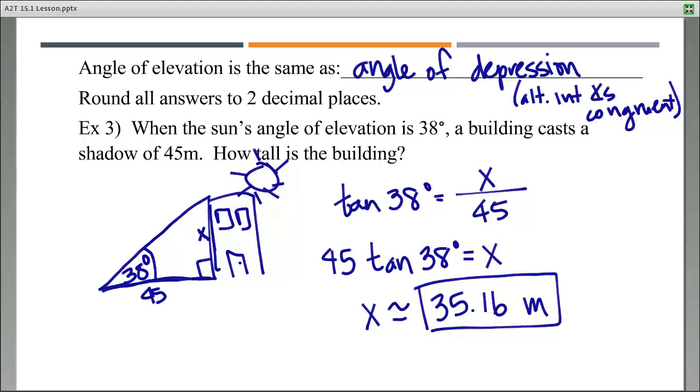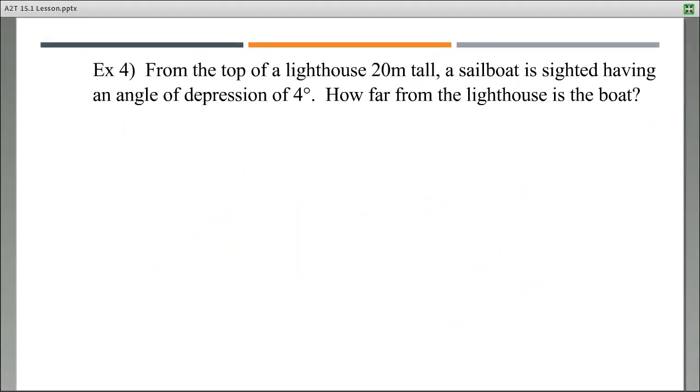Okay. If there's no questions, let's move on to the next example, which is example 4. It says, from the top of a lighthouse, 20 meters tall, a sailboat is sighted having an angle of depression of 4 degrees. How far from the lighthouse is the boat? So I'll do my best to draw a lighthouse, and I'm sure it won't be very good. All right, it's not horrible. Awesome. There's my lighthouse.